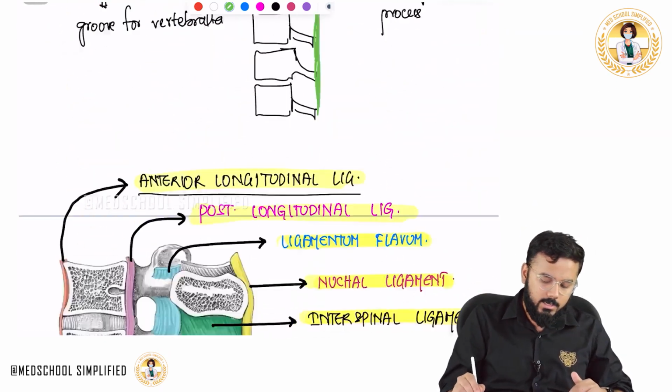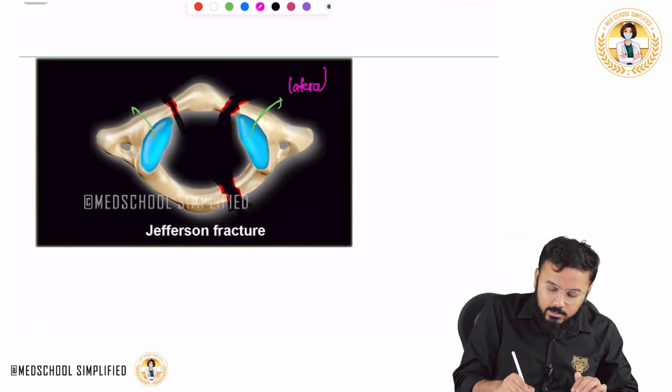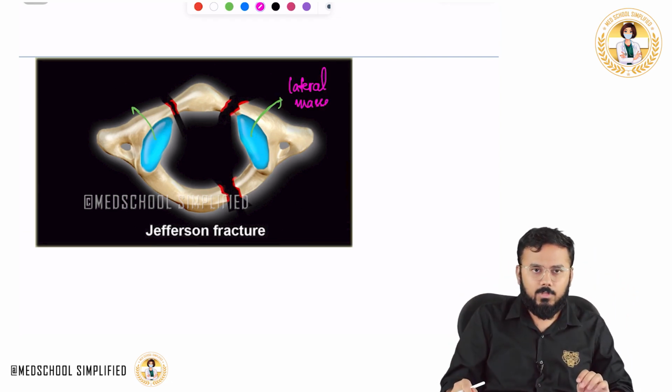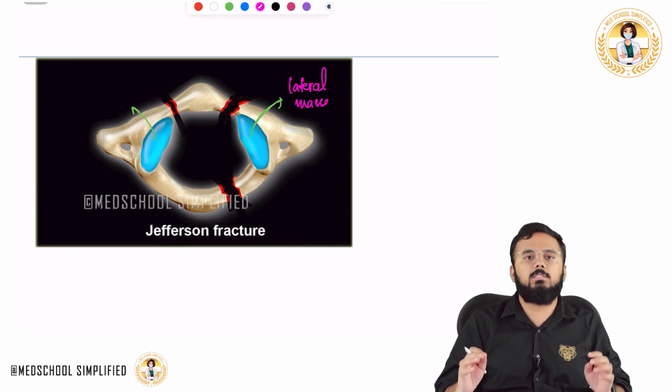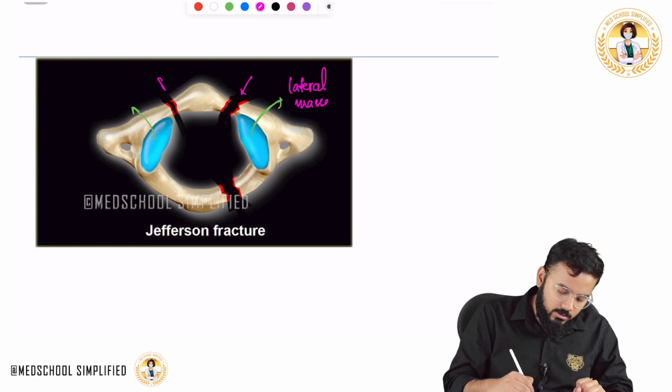We discussed it already. These two structures are lateral masses, right? So what will happen is that these two structures are lateral masses, and these lateral masses compress. The moment you hyperextend your neck like this, these two lateral masses compress. When the lateral masses compress, you see a fracture, right?